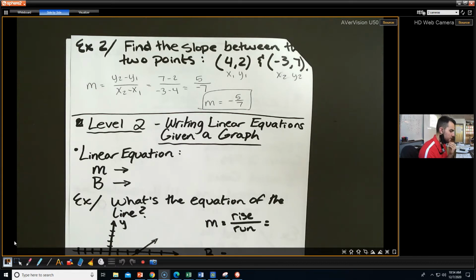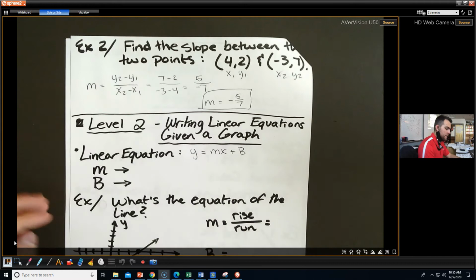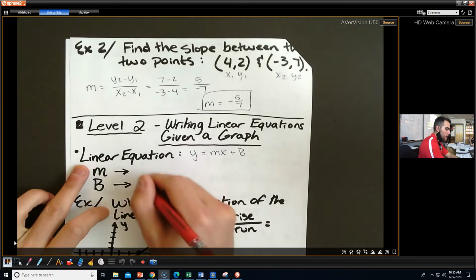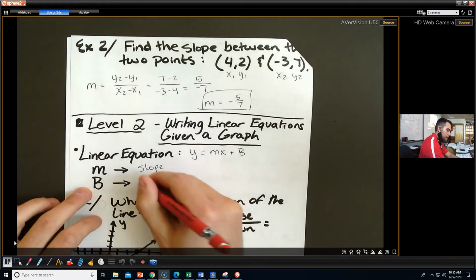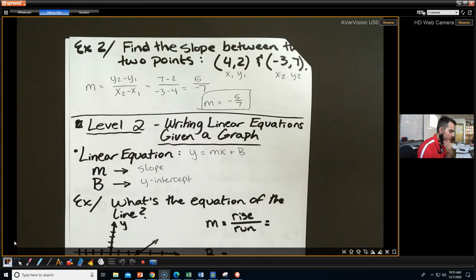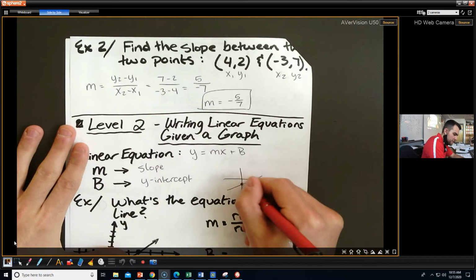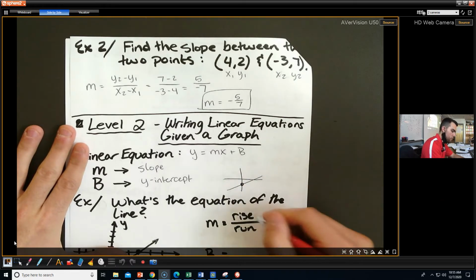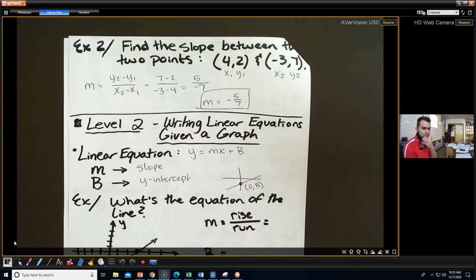Level 2, now we're getting into linear equations. We're getting into y equals mx plus b, and that is exactly what a linear equation is. Our m once again represents our slope. What does the b represent? The y-intercept, absolutely. If you need an example of what a y-intercept is, off to the side, if I have a line, it's the point that crosses the y-axis. This will be your 0, comma b. That'll be your y-intercept.